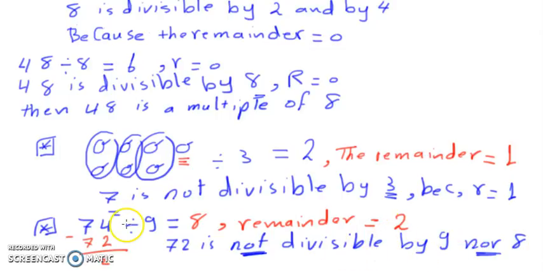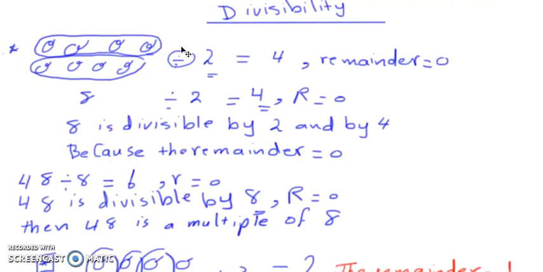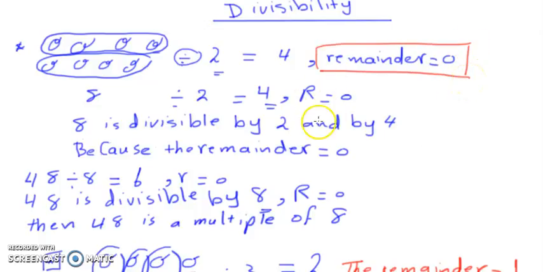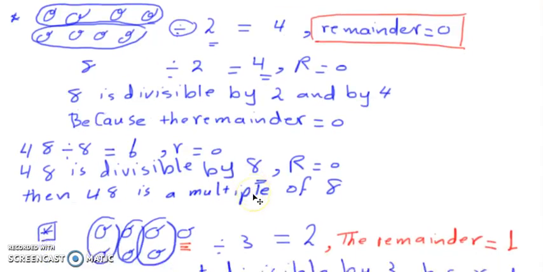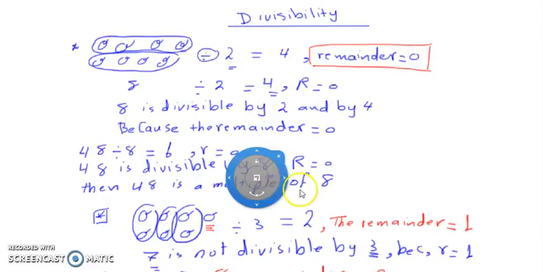Okay, so divisibility means that there is no remainder, or the remainder equals what? The remainder equals 0. The remainder equals 0 is the condition that guarantees that a number is divisible by another one. So let's minimize.